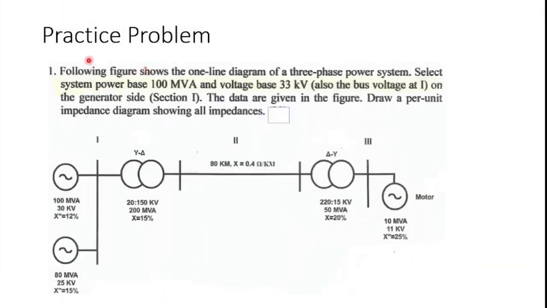Okay, so let's get back to the problem that we were supposed to solve. Now we have to take note that the given system power base is equal to 100 MVA and the voltage base is 33 kilovolt. So our S base will be 100 MVA and V base 1 will be 33 kV.